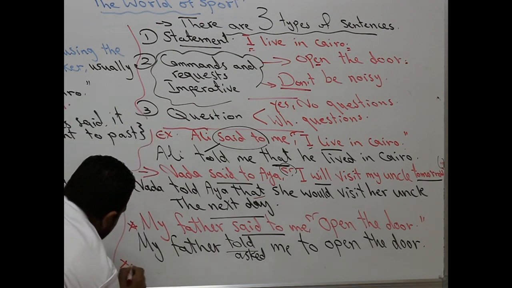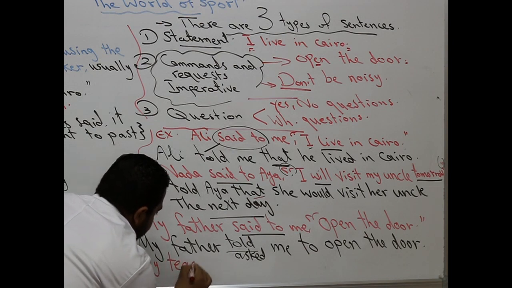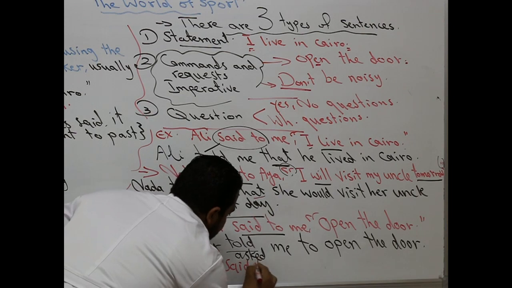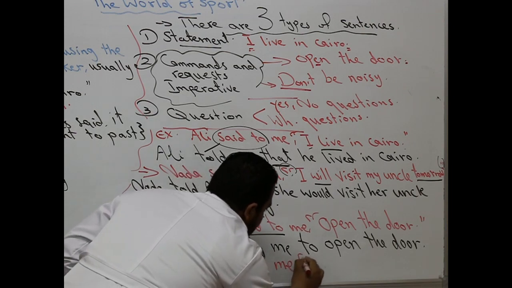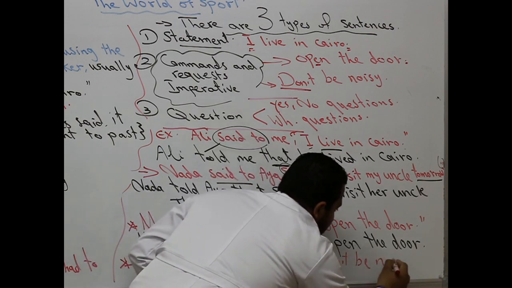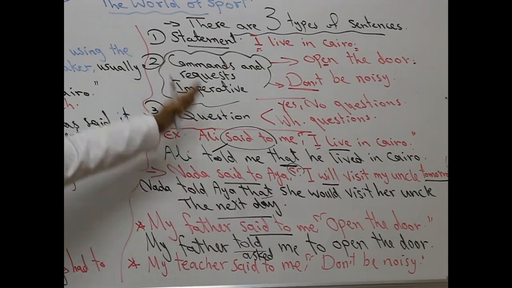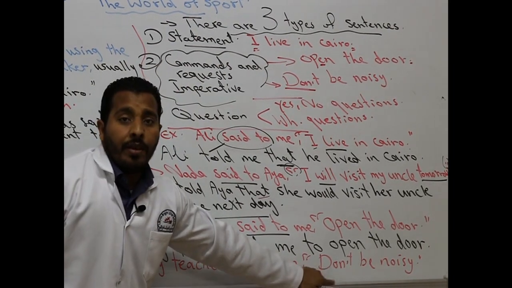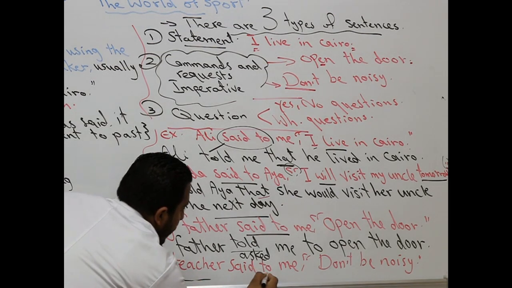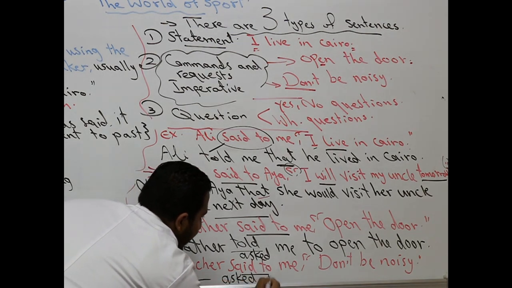The last example is my teacher said to me, don't be noisy. Also, it's an imperative. دي برضو جملة أمرية but negative منفية. My teacher, we change said to into asked me.